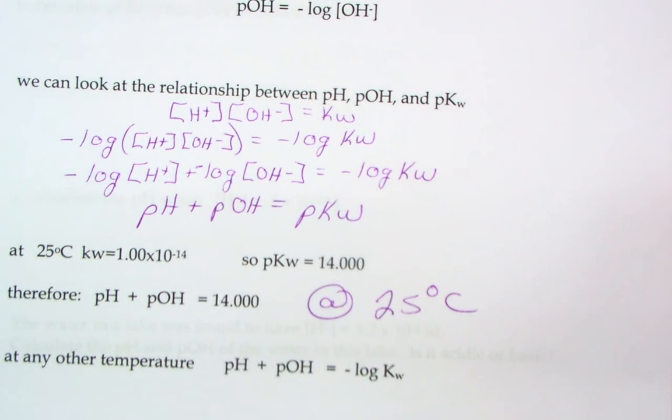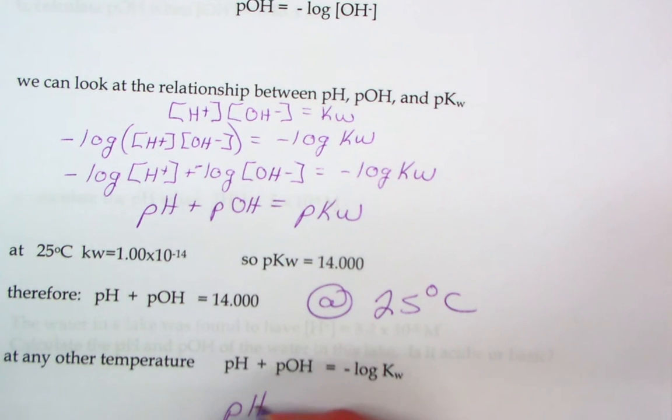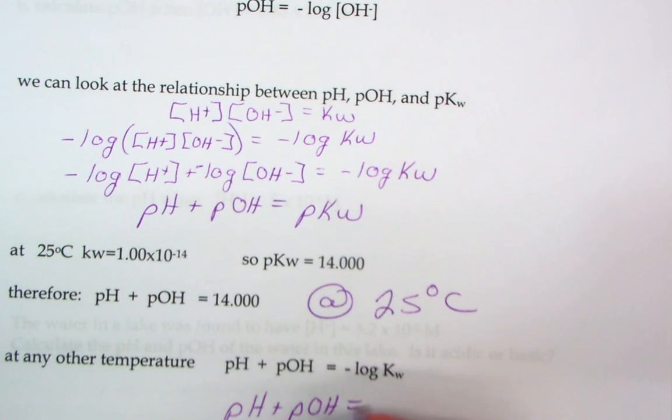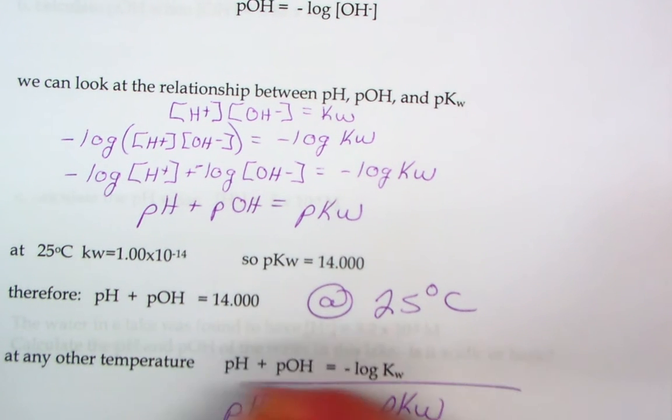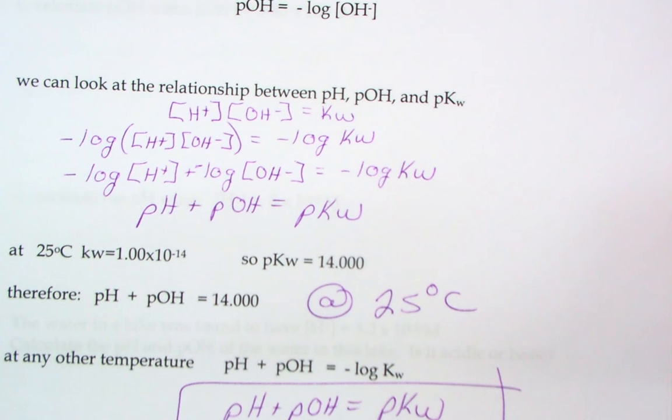Now, how many of you learned this in your biology classes or some other chemistry class? And did they tell you anything about temperature? No. They just pulled this out of the sky. pH plus pOH is 14. It's not. pH plus pOH is pKw. And pKw just happens to be 14 at 25 degrees. I want to really make sure you understand that, because at any other temperature, pH plus pOH equals pKw, and pKw is not equal to 14. It might be 13.8.